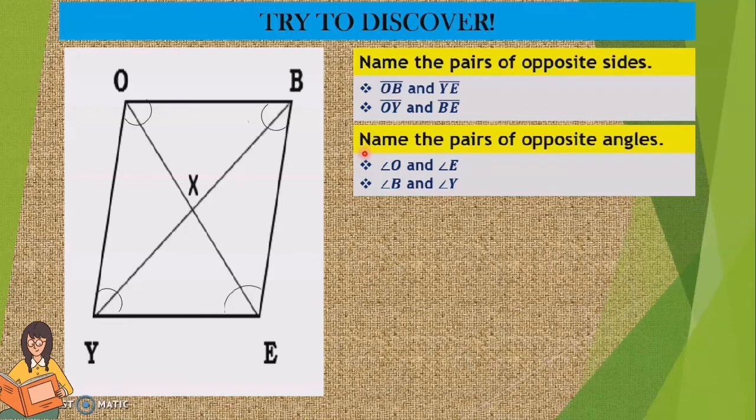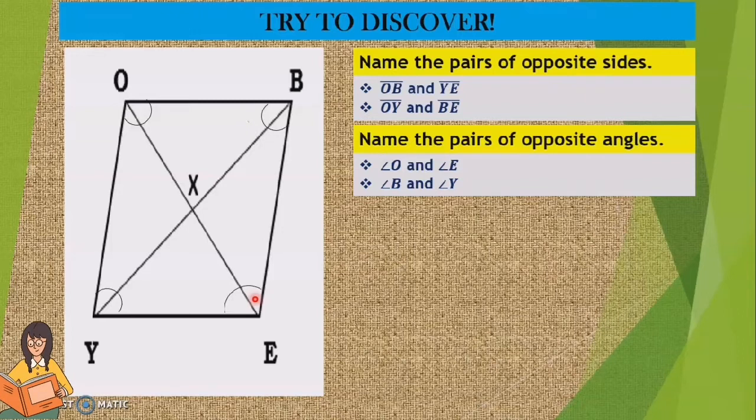I want you to recall the way on how an angle is named. Aside from using the capital letter at the vertex, we can also use three capital letters. For example, angle O can be named as angle BOY or angle YOB. And angle E here can be named as angle BEY or angle YEB. So what do you think should be taken into consideration in using three capital letters in naming an angle?